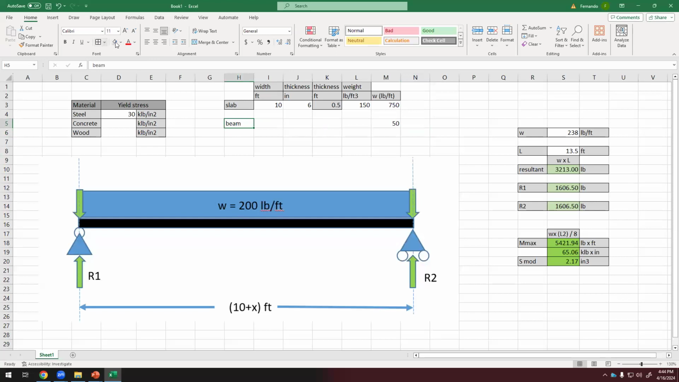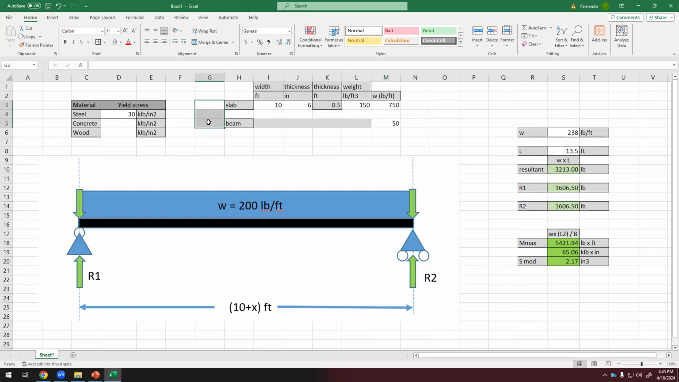So I select this, and all these cells, we don't need them because for the beam, I don't need the width or the thickness. The weight of the beam is always in pounds per foot. I need this for the slab because it depends on the thickness, the width, and the weight of the concrete itself, because the units have to be pounds per foot. Okay, so this is the slab and this is the beam.